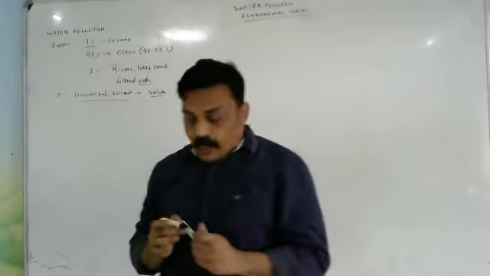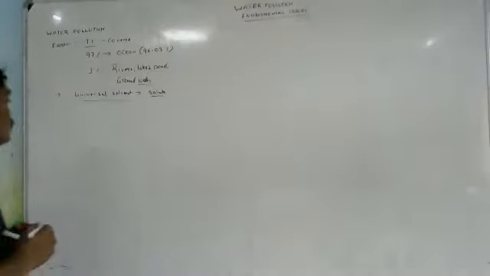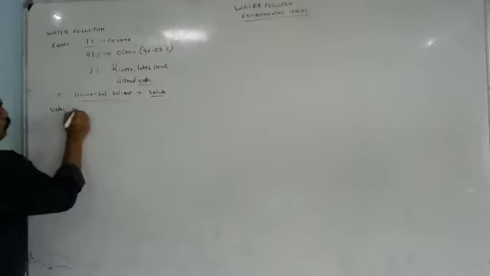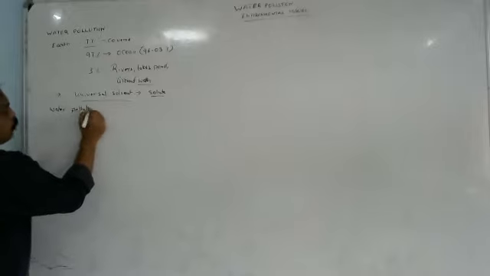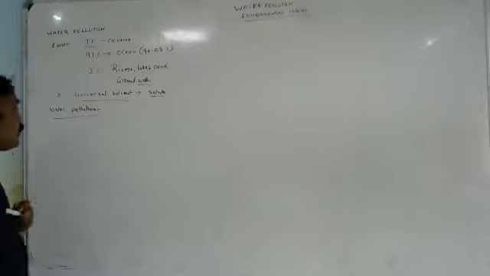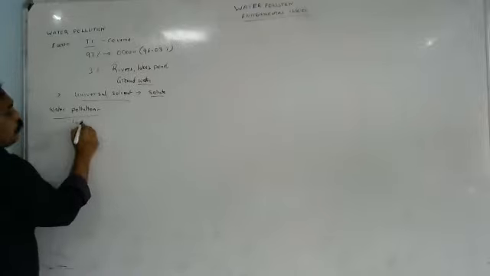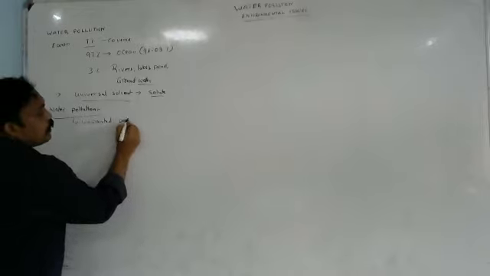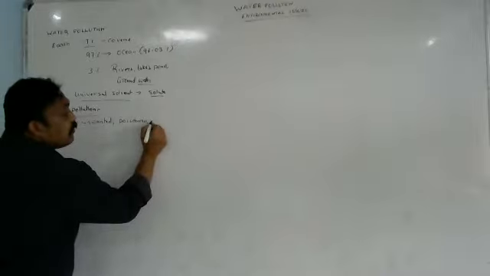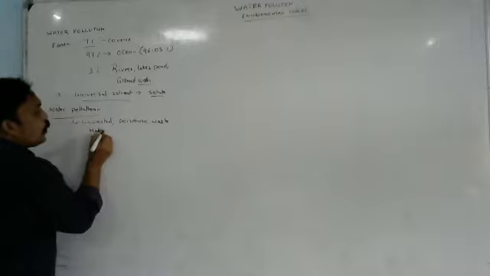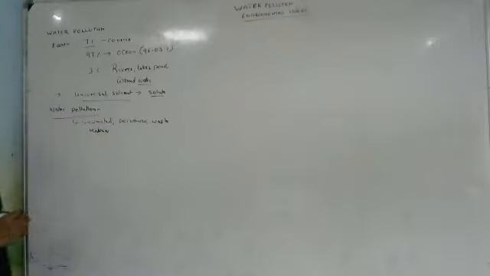Now we are discussing water pollution, generally its causes. First, what is the meaning of water pollution? Whatever unwanted, poisonous, toxic or waste materials enter into the water cause water pollution.